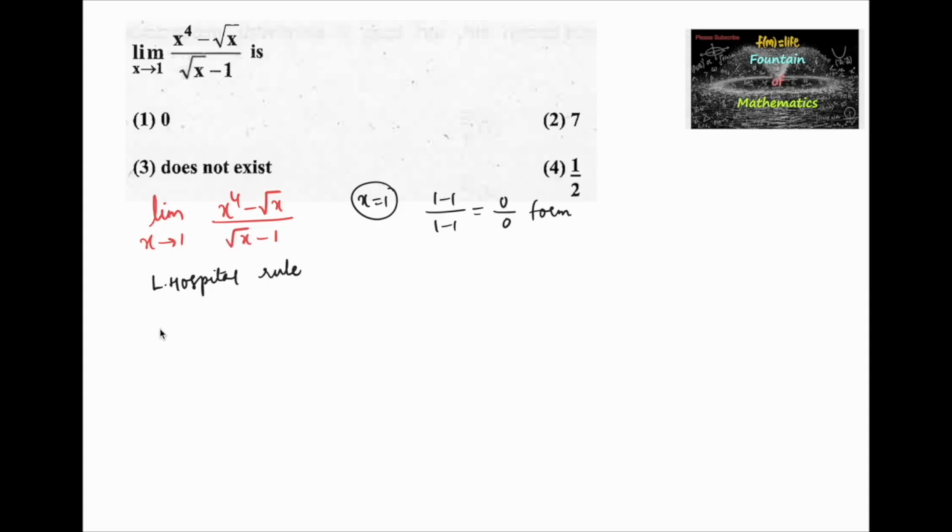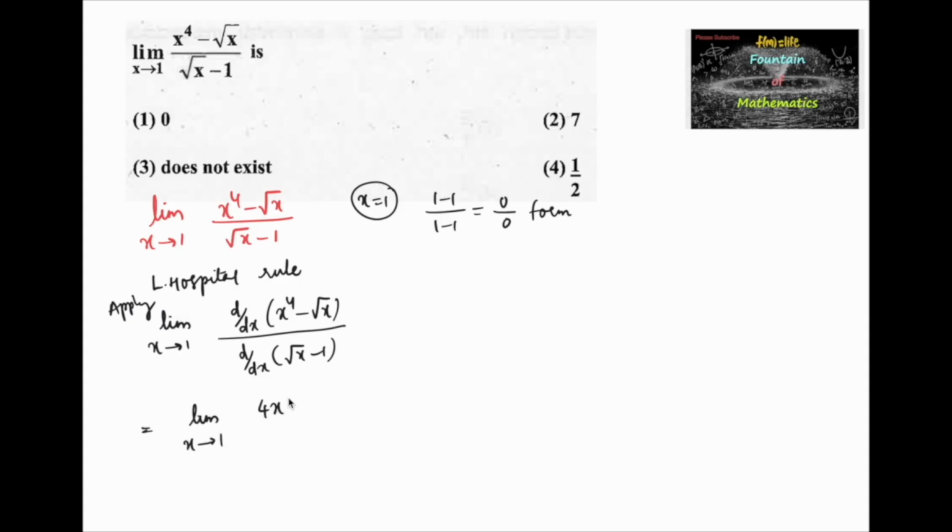So we can differentiate the numerator and denominator repeatedly till we do not get 0 by 0 form. So let us apply one time L'Hospital rule. So differentiating the numerator as well as differentiating the denominator separately. So we can write limit x tends to 1. Differentiation of x power 4 is 4x power 3 and differentiation of root x is 1 by 2 root x. The whole divided by differentiation of root x is 1 by 2 root x and differentiation of constant 1 is 0.